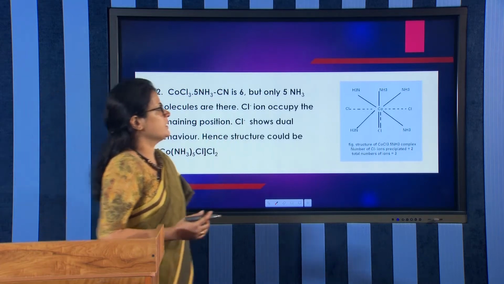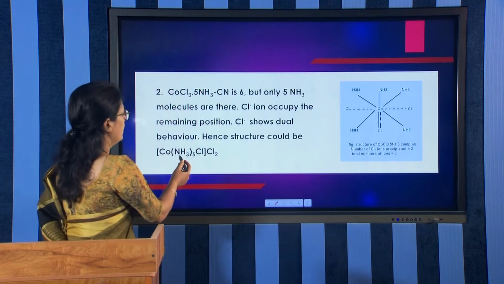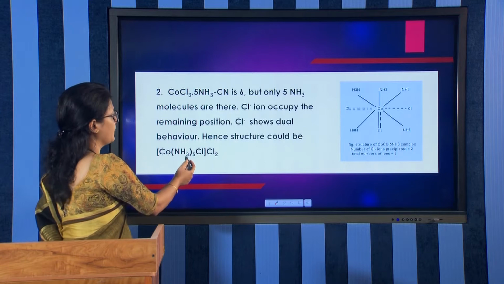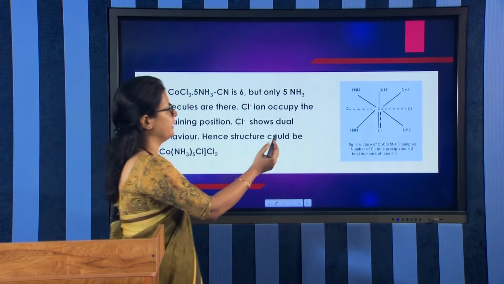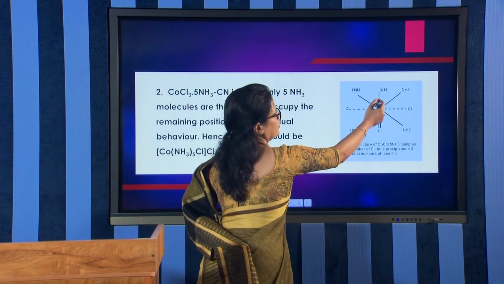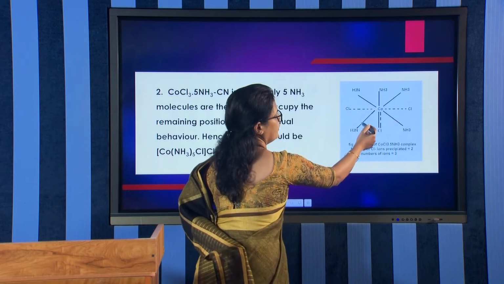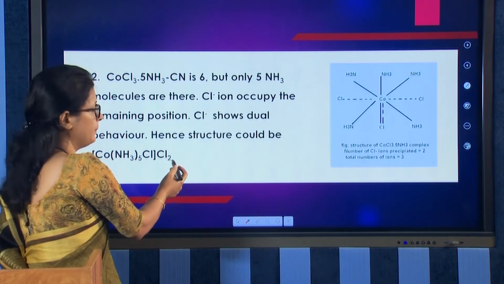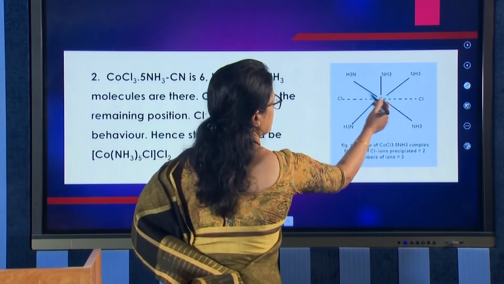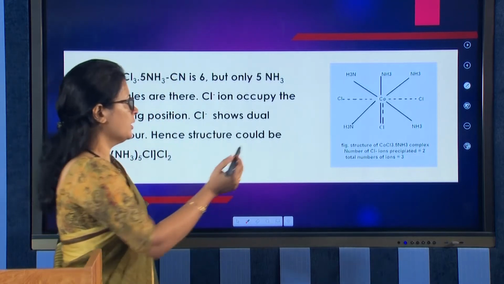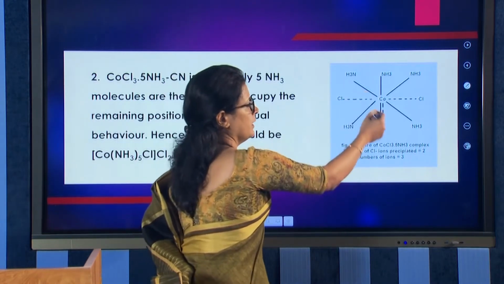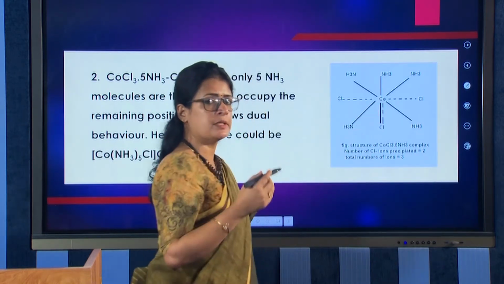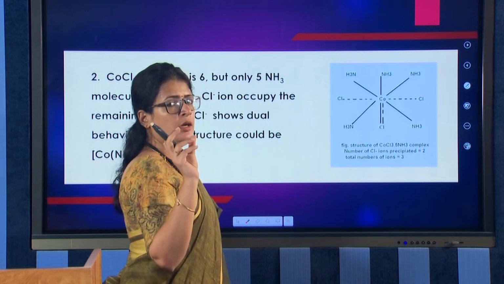See the structure, you can see that 5 plus 1, 5 ammonia molecules acting as secondary valency, and they are represented as solid lines 1, 2, 3, 4 and 5, and 2 chloride ions are representing the primary valency. So, they are represented as the dotted line, but 1 chloride ion, you can see that both a solid line and a dotted line are present with 1 chloride ion.